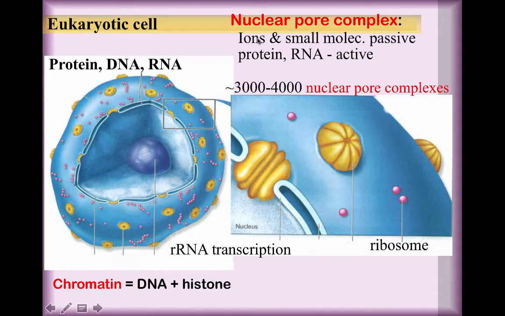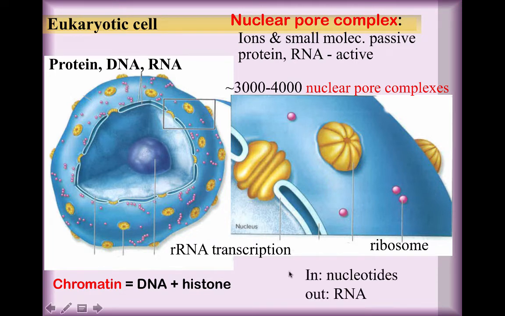We have lots of things that will pass through the nuclear pore complexes. Some go through passively. Examples would be ions, so sodium, potassium, those types of things, and also small molecules. Other things, on the other hand, pass through actively. And you know that means that we have to use energy in the form of ATP for that to occur. Things that move through actively include protein and then also RNA or ribonucleic acid.